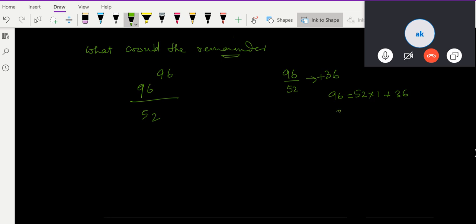So we can write this as 96 is equal to 52 into 2, which is 104, minus 8. Correct? No, what am I doing? This is not 36. This is 44, plus 44. 96 minus 52 is 44, right?